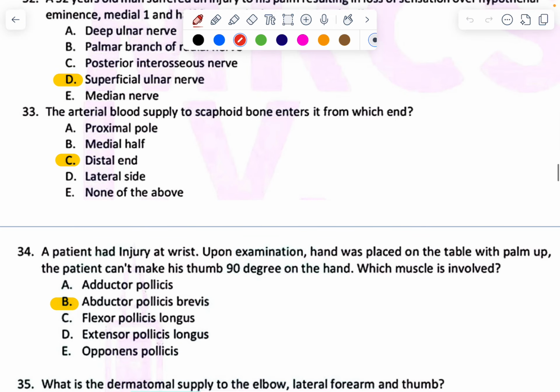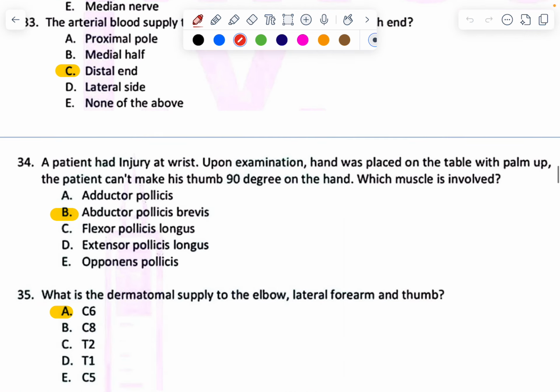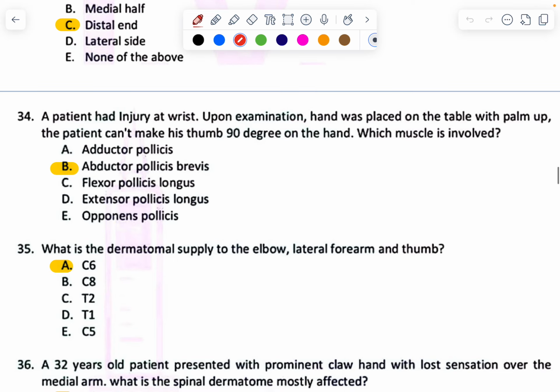This is the question. What is the dermatome supply of the elbow, lateral forearm and thumb? So it is C6, C7. C7 is not there, so C6.